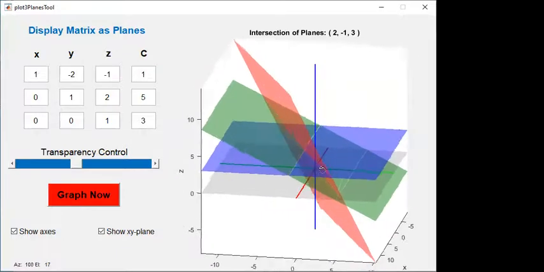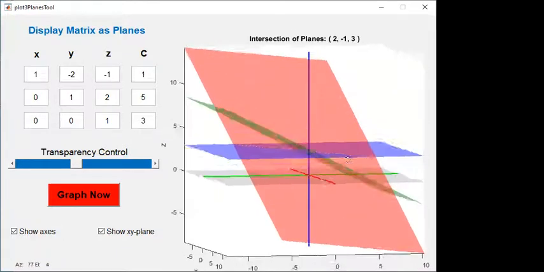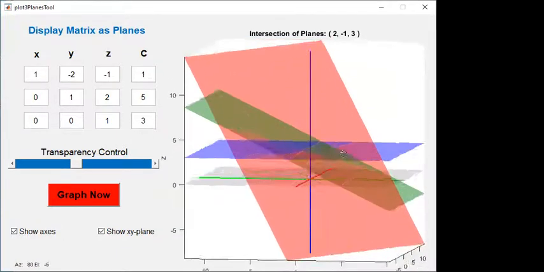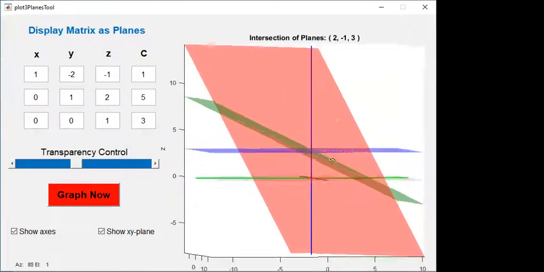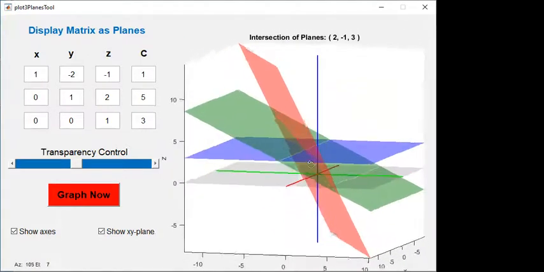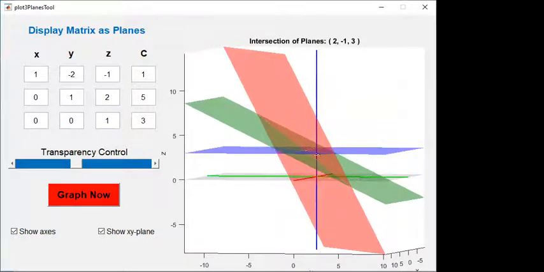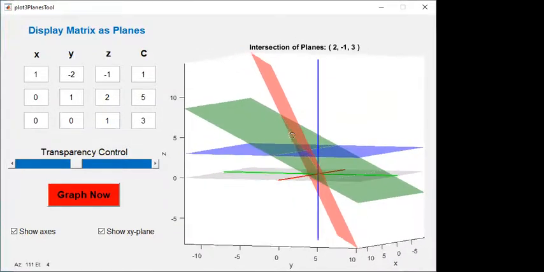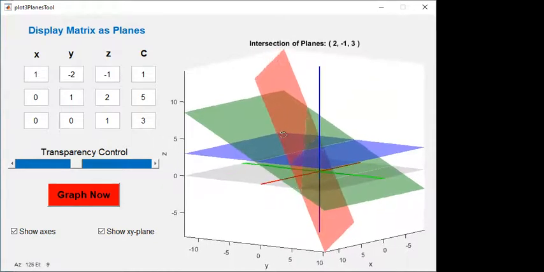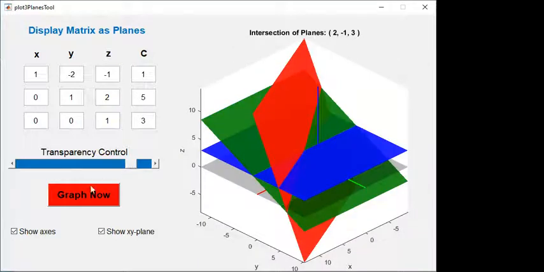Now, those 3 planes, any 2 of them combine along a line. So look at the red and the green. You can see there's a line where the red and the green intersect. My little cursor is following that. Those intersect along a single line. The red and the blue intersect along a single line, which we can see pretty well. Actually, if I take the transparency way up, it's a little bit easier to see.